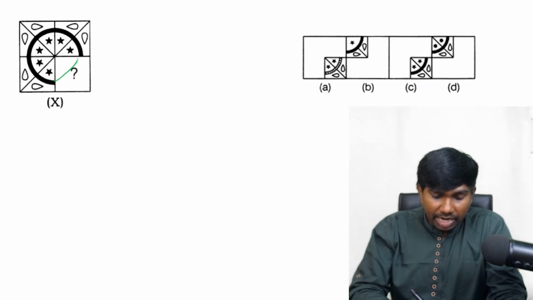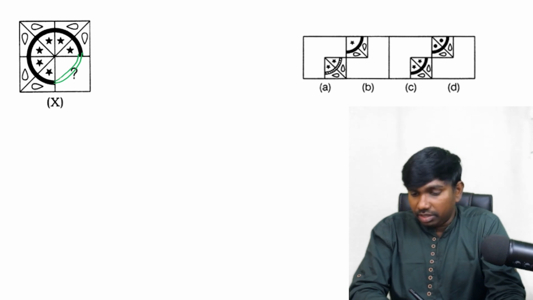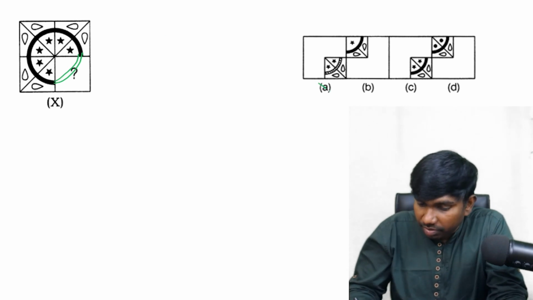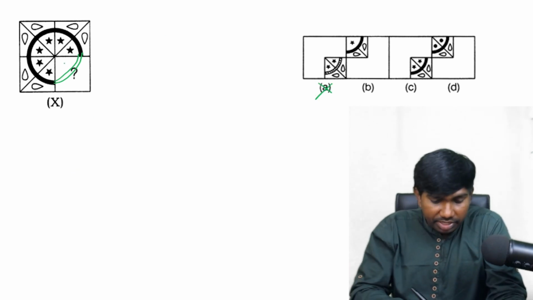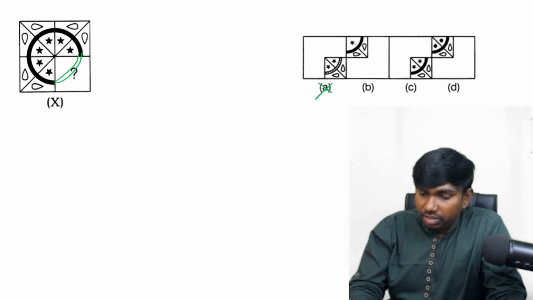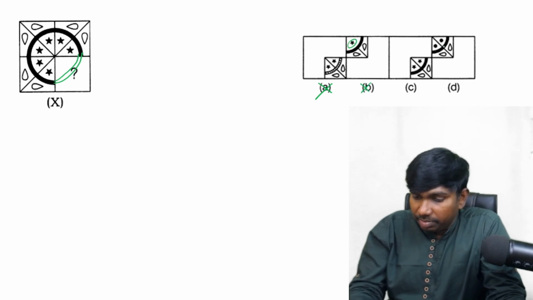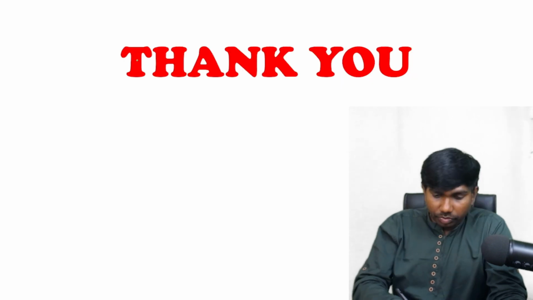There is a band of a quarter circle, and that too a shaded band. Shaded band is not available in figure A, cancelled. And there must be 2 stars in this segment. There is only 1 star here, cannot be, and there is no star here, cannot be. Answer is figure C.